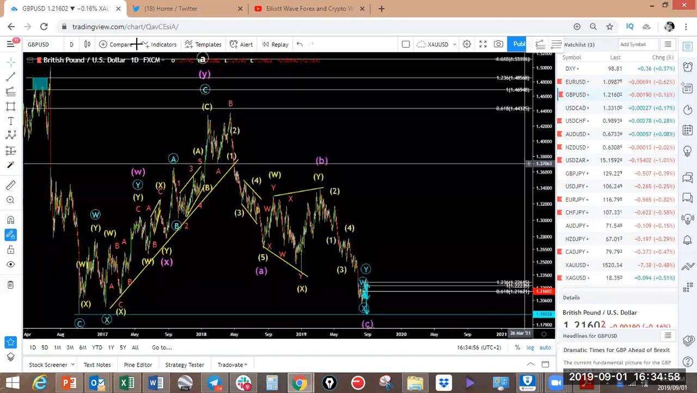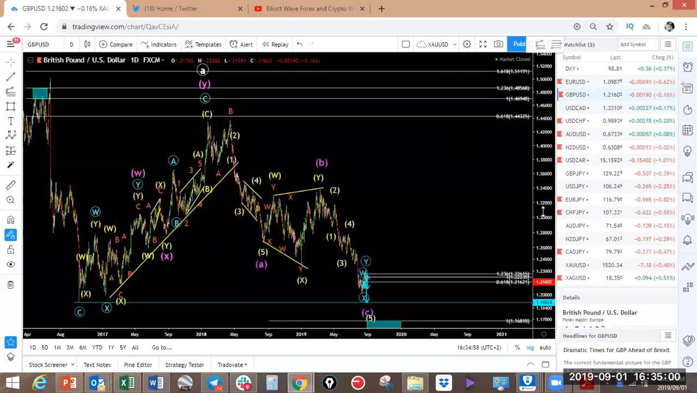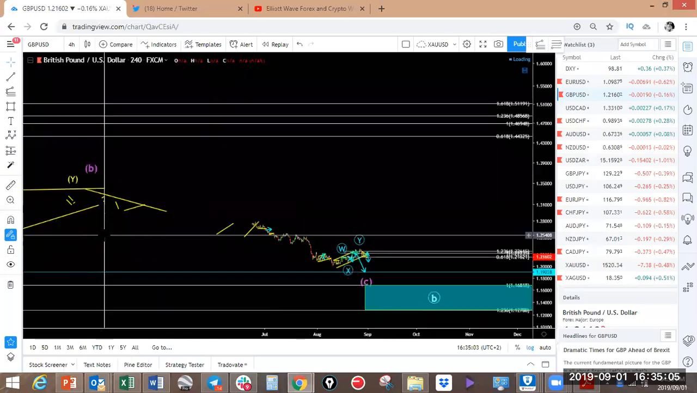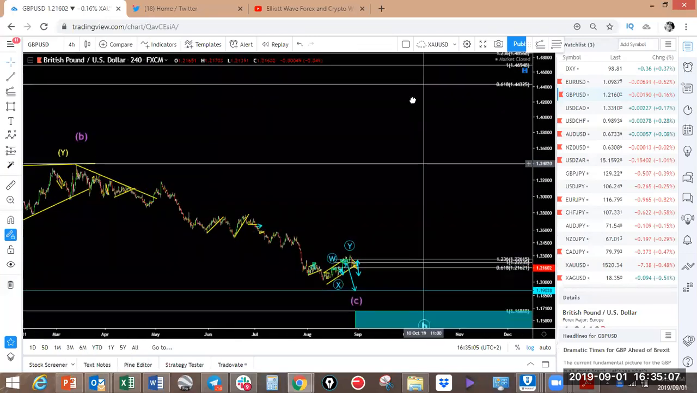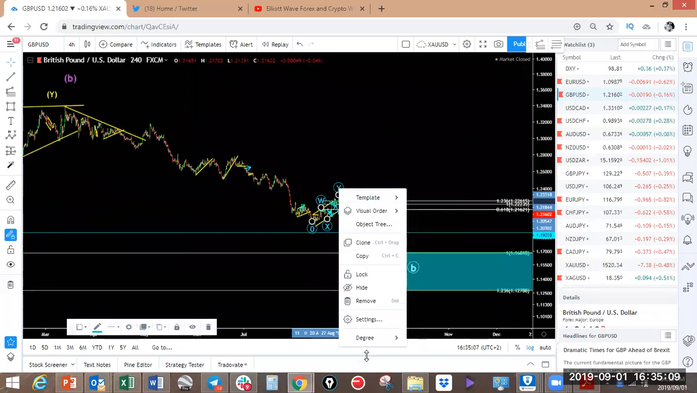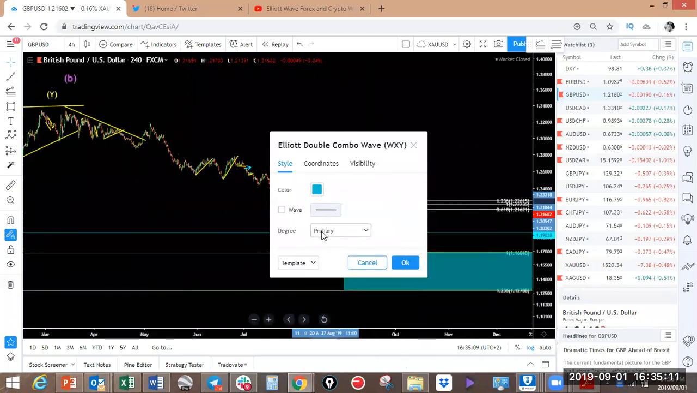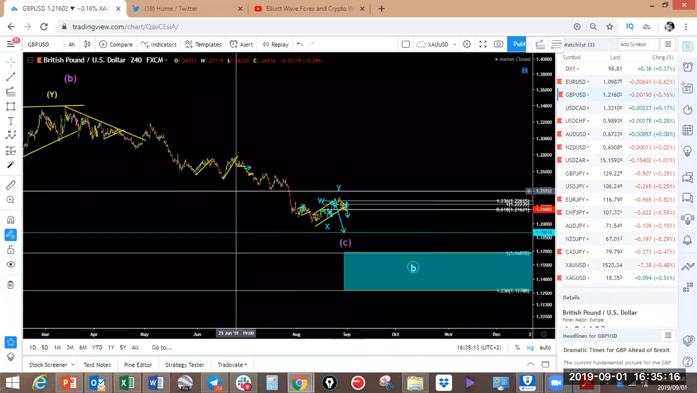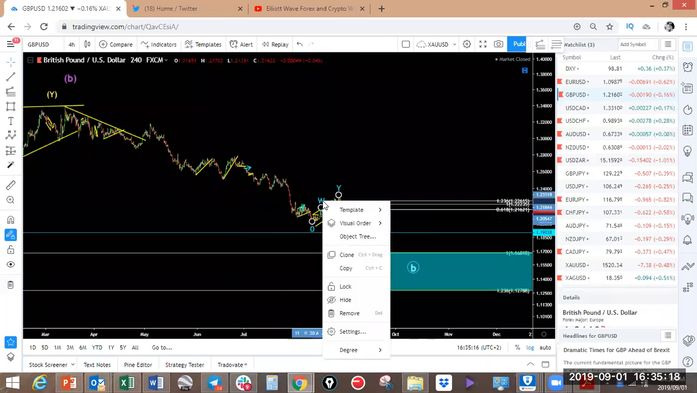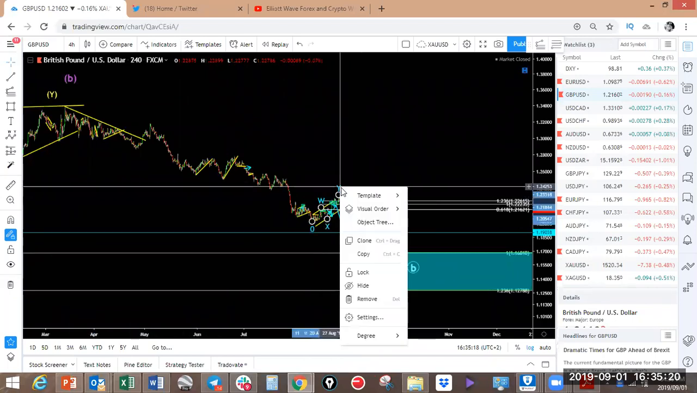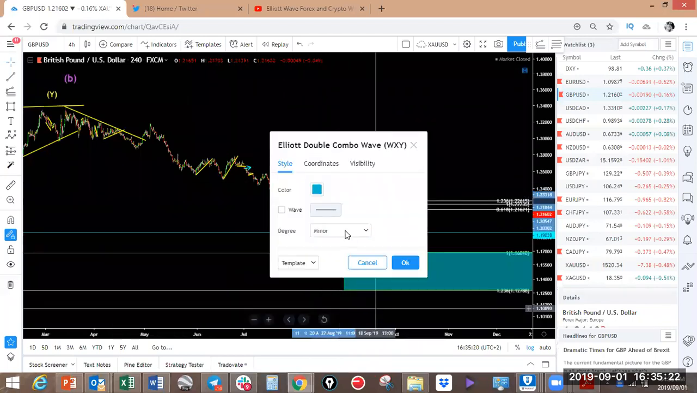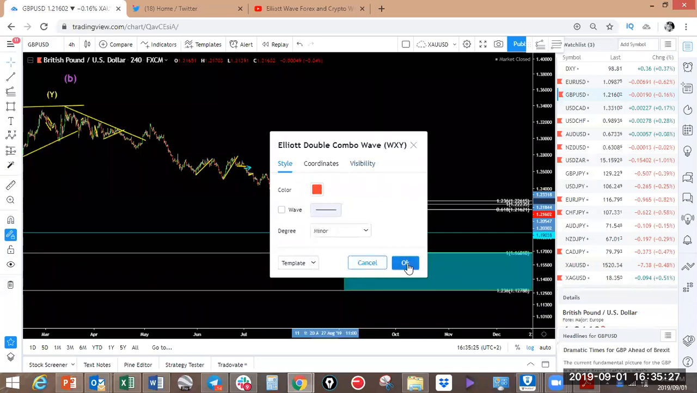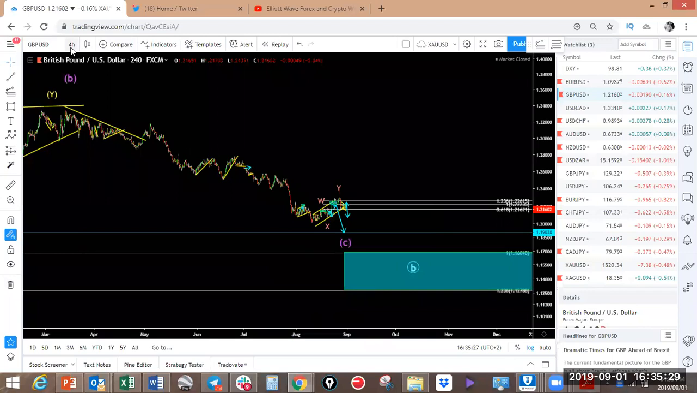Pound US dollar. Let's go to the lower degree. 4-hour. Let's just fix this one here. It needs to be very low degree and make this red. Just fix this quickly. Color here needs to be red. Right, let's go 1 hour.